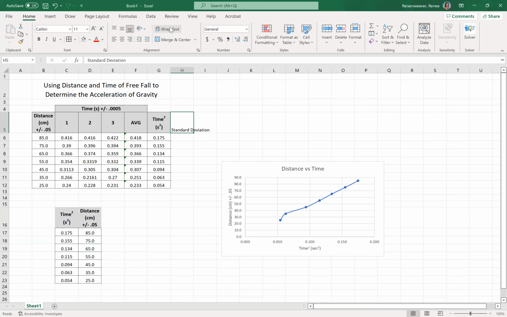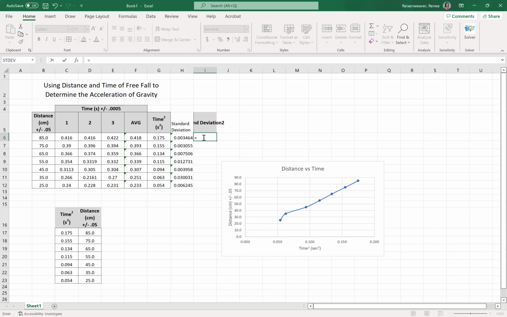In our standard deviation, remember that is an equal STDEV within your numbers, which is going to be the measurements of those. Scroll that down. Really, we're going to want to use standard deviation squared, so that's going to equal H6 for me, caret 2. Yours might be a completely different cell, remember.